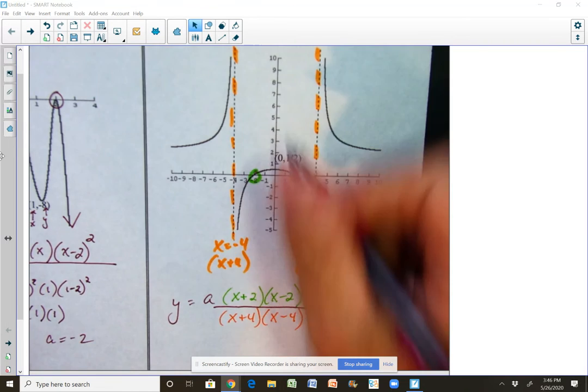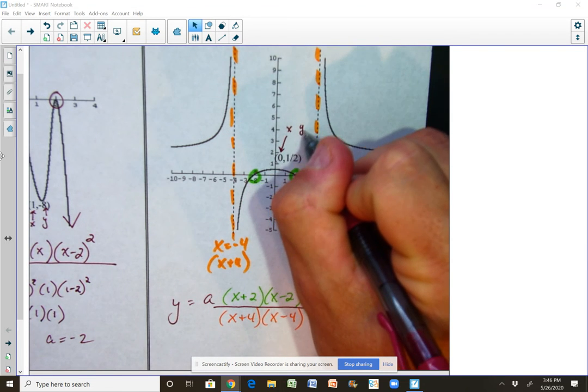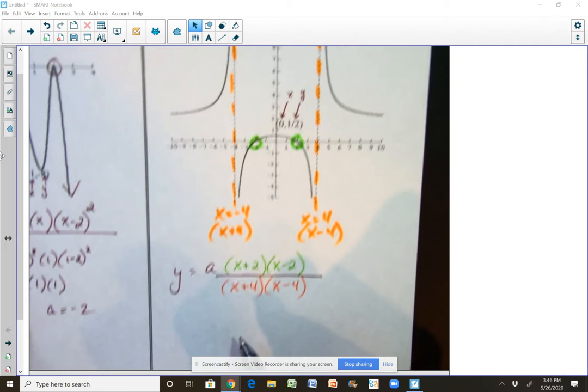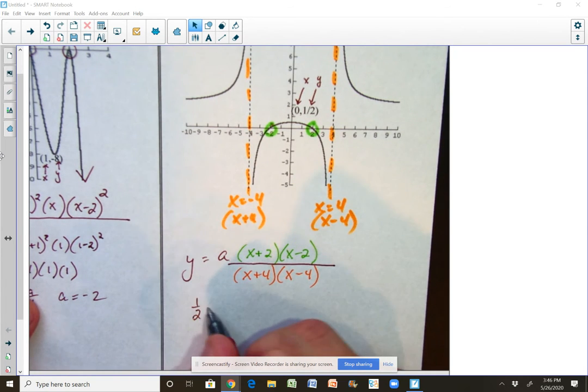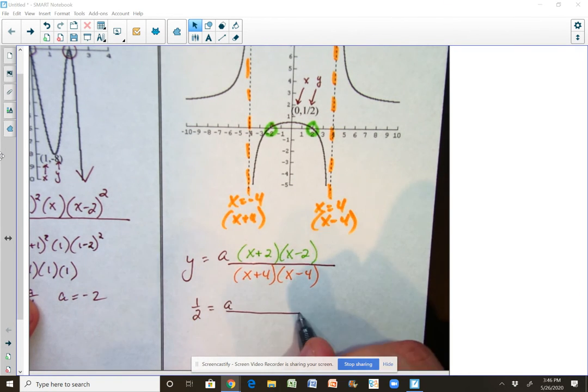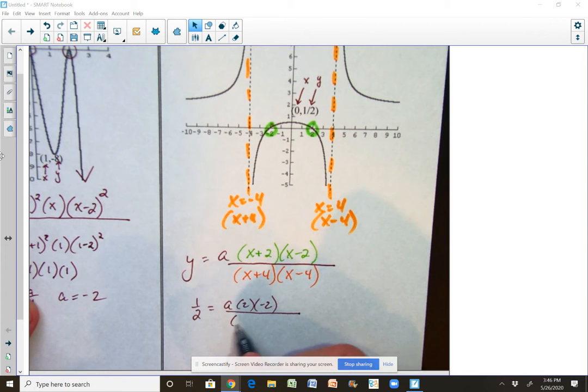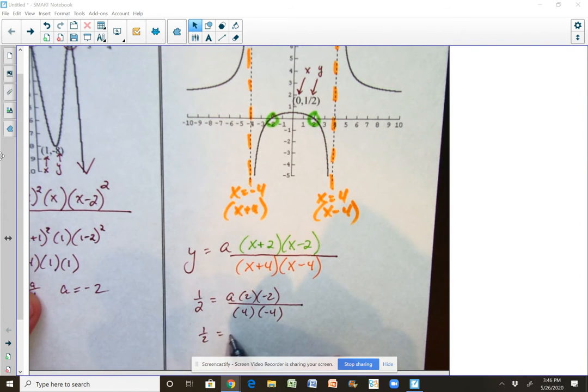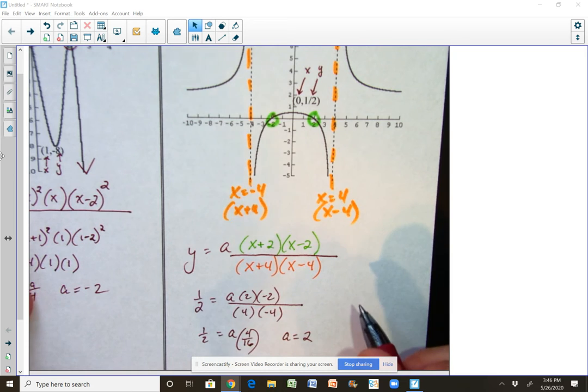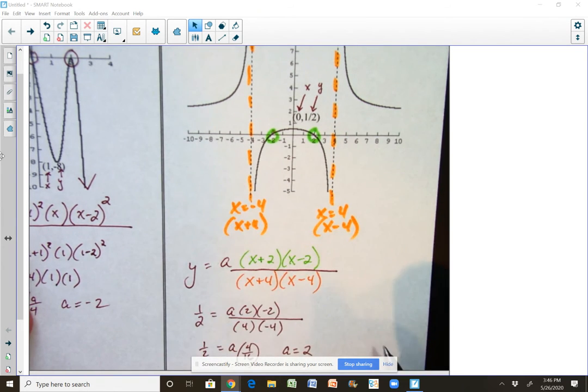So here, luckily, they gave us another coordinate, so we can plug this in for x and this in for y. When we substitute that in, we get 1/2 is equal to a times 0 plus 2 times 0 minus 2 over 0 plus 4 times 0 minus 4. So that means that 1/2 is equal to a times 4 over 16. So if we divide by 4/16, so cross multiply, you'll come out with an a value that turns out to be +2.